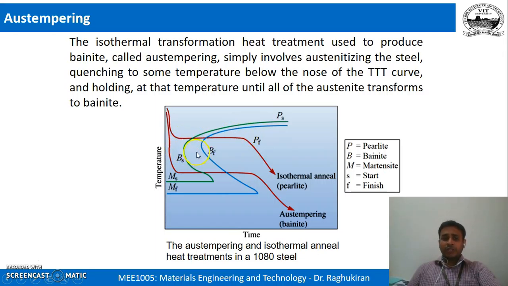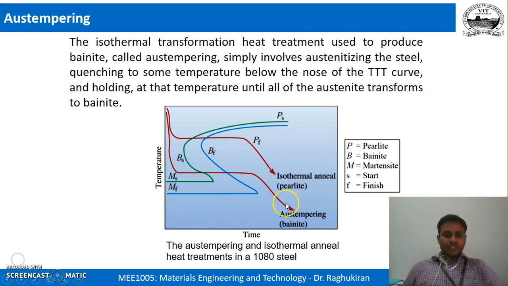But if you go below this nose temperature, from here below, and keep your sample at this particular temperature for a while, after some time you actually end up with bainite. So that process is called austempering.